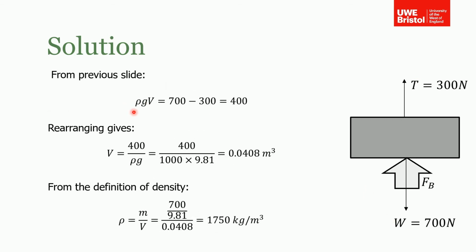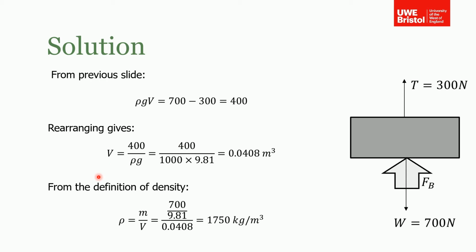If we know what the buoyancy force is, we can set 400 equal to rho g V, and if we rearrange for the volume, which is one of the things we need to find out, then we have 400 over the density, and the density of water is 1000, and obviously gravity. So we can then work out that this block is around 0.04 meters cubed.